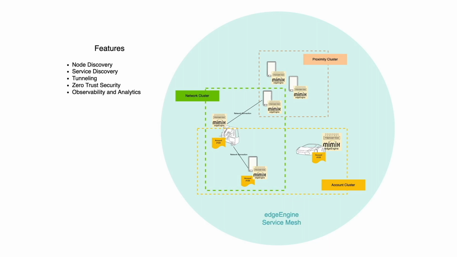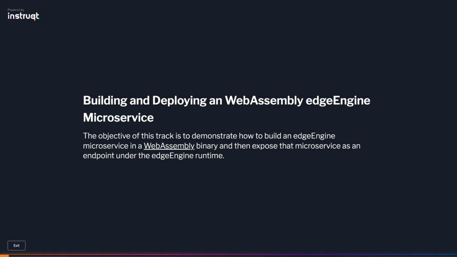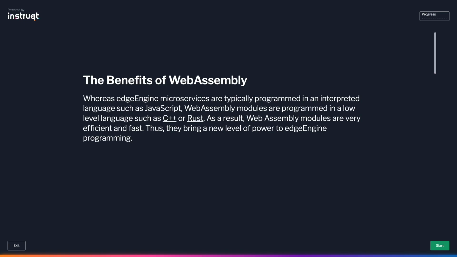And now you're going to take a tutorial that's going to show you a particular detail about how to work with edgeEngine. The objective of this track is to demonstrate how to build an edgeEngine microservice in a WebAssembly binary and then expose that microservice as an endpoint under the edgeEngine runtime. Whereas edgeEngine microservices are typically programmed in an interpreted language such as JavaScript, WebAssembly modules are programmed in a low-level language such as C++. As a result, WebAssembly modules are very efficient and fast. Thus, they bring a whole new level of power to edgeEngine programming.